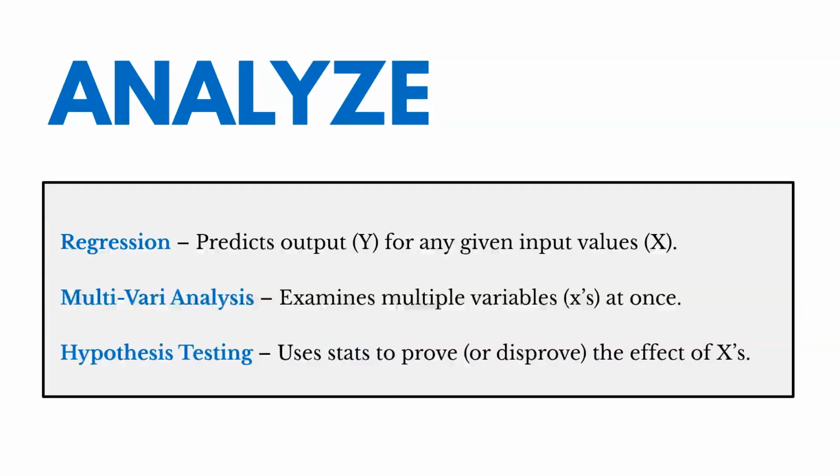And then in the analyze phase, we're going to analyze the process for areas of improvement. We could use regression, which helps us to predict our process output for any given input values. Okay, so regression is a tool to do that. We could also use something called multivariate analysis to look at multiple variables or inputs at once. And we could also use hypothesis testing, basically using stats to prove or disprove the effect of X's. Okay, so we're analyzing the process at this point.